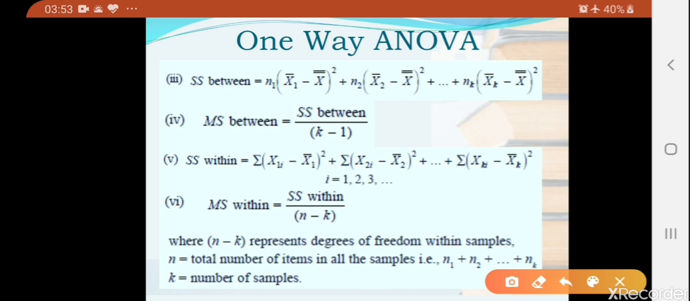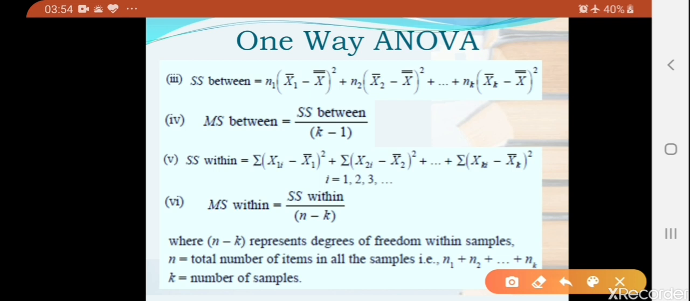After that, we will calculate SS within. Here we take the values of the sample items for all the samples from the corresponding means of samples, and then we calculate the squares of such deviations, and then it is known as the sum of squares of variance within samples, or SS within.